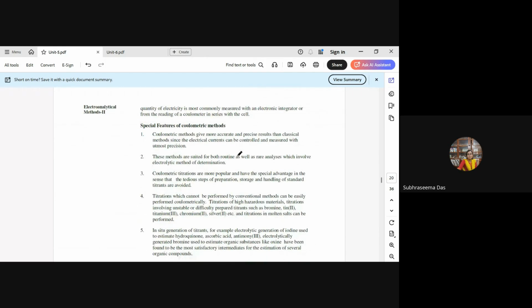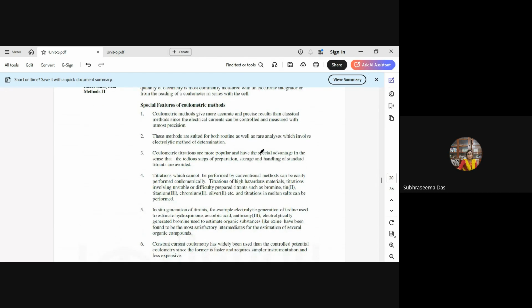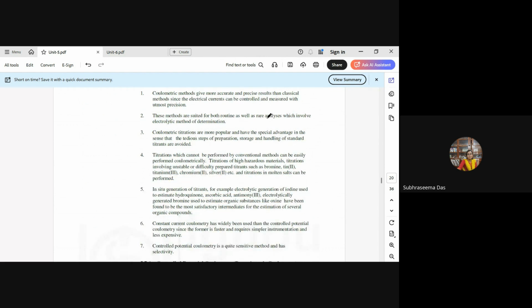The quantity of electricity is most commonly measured with an electronic integrator or from the reading of a coulometer in series with the cell. Special features of coulometric methods: they give more accurate and precise results than classical methods, since the electrical currents can be controlled and measured with utmost precision. These methods are suited for both routine as well as rare analysis, which involve electrolytic methods of determination.